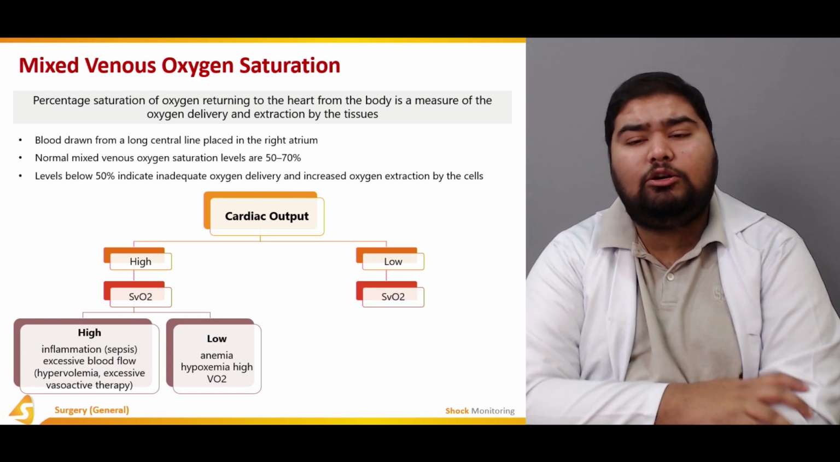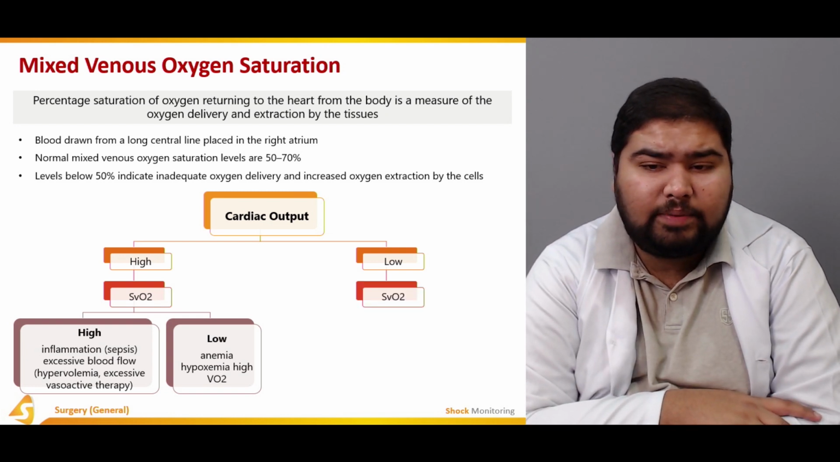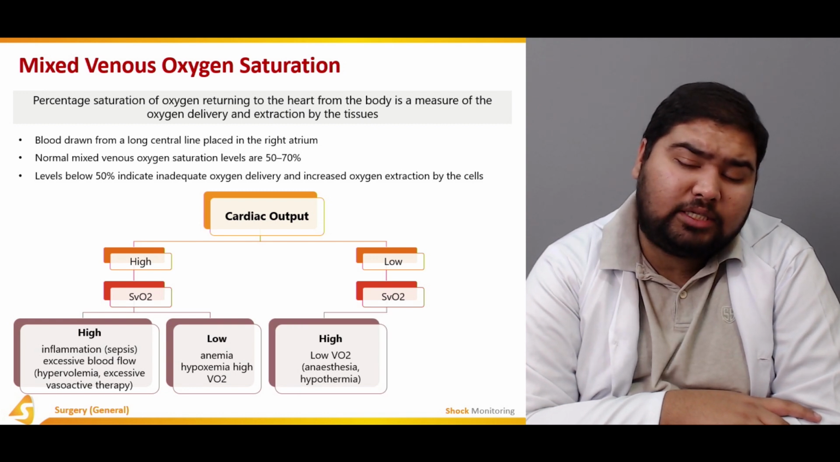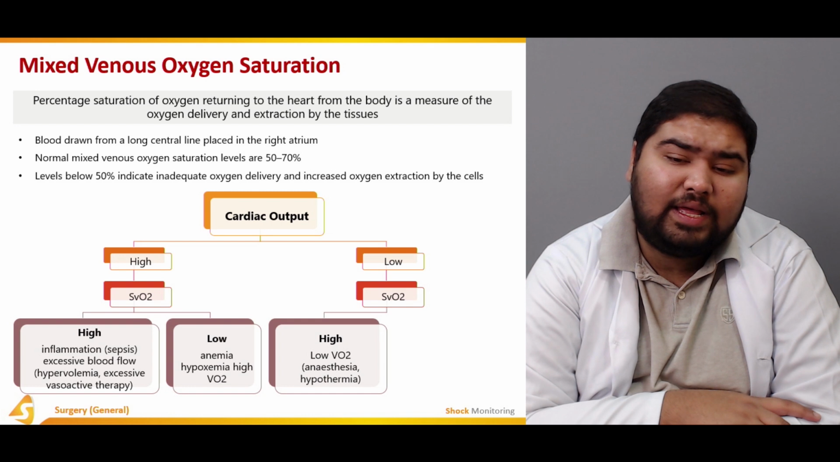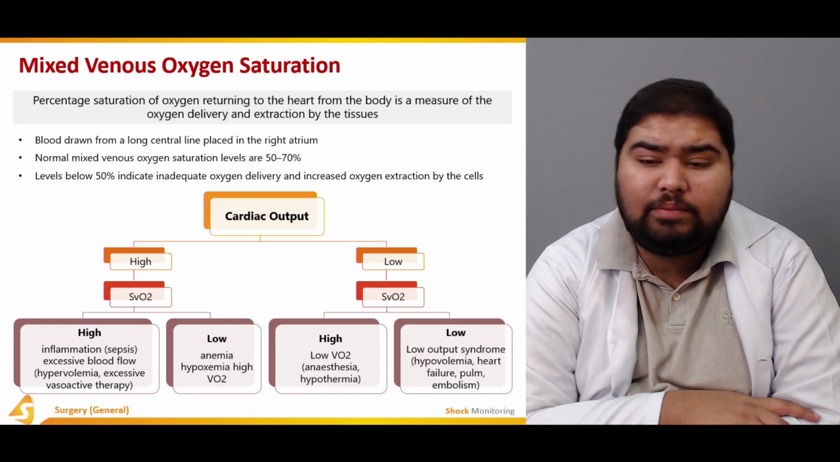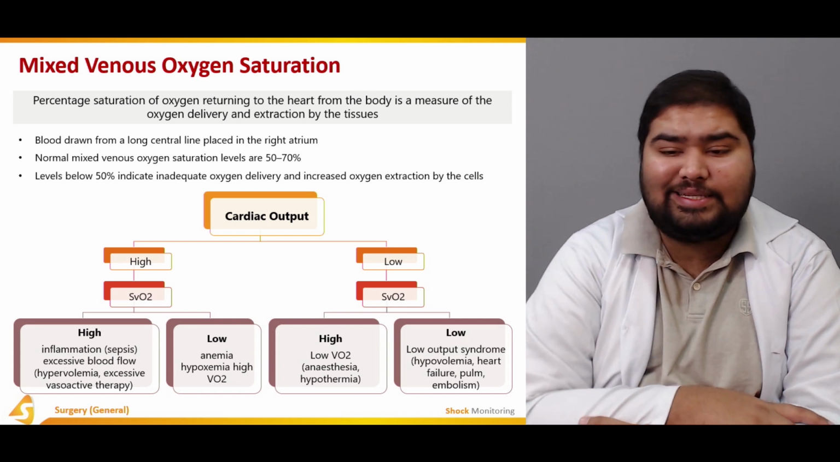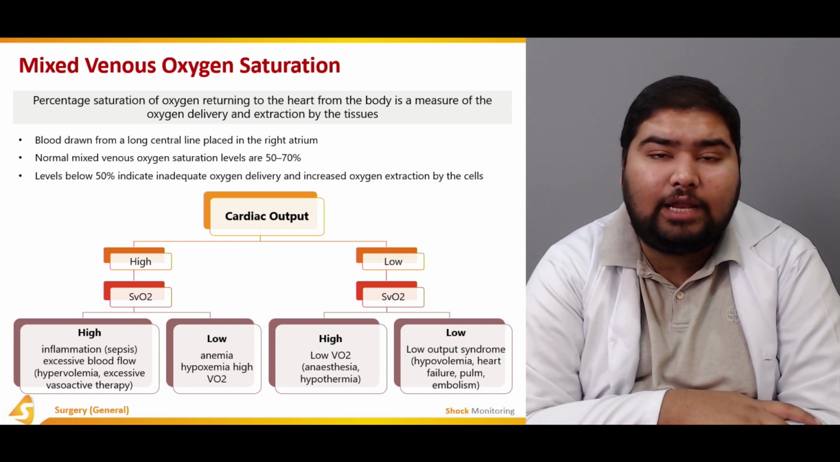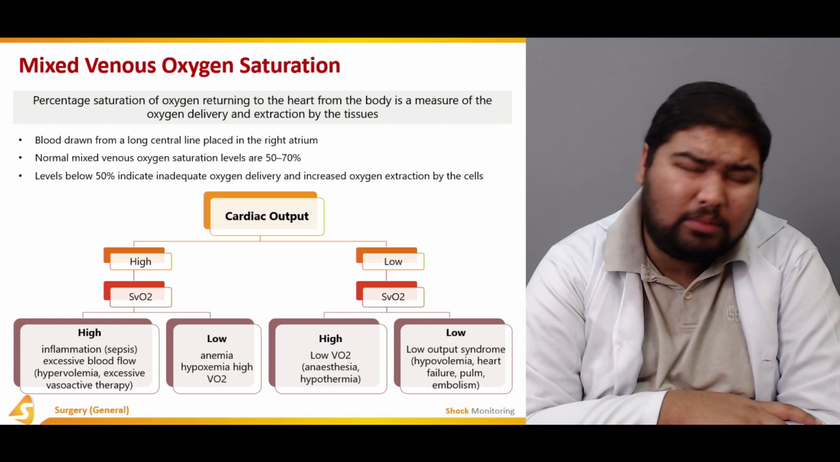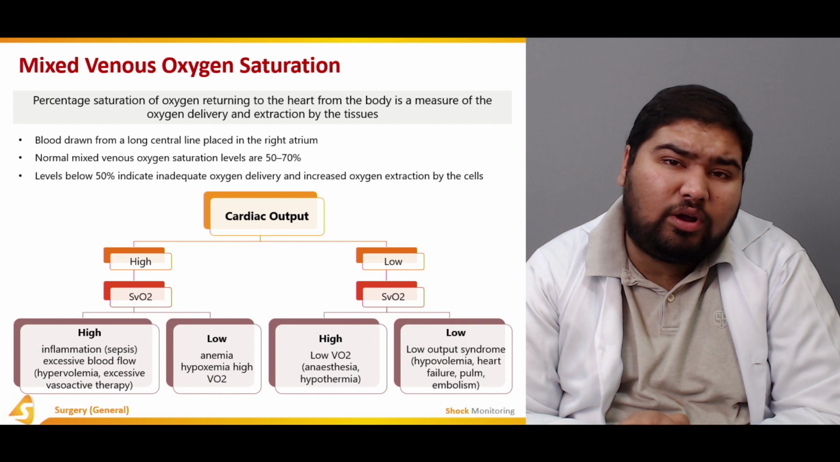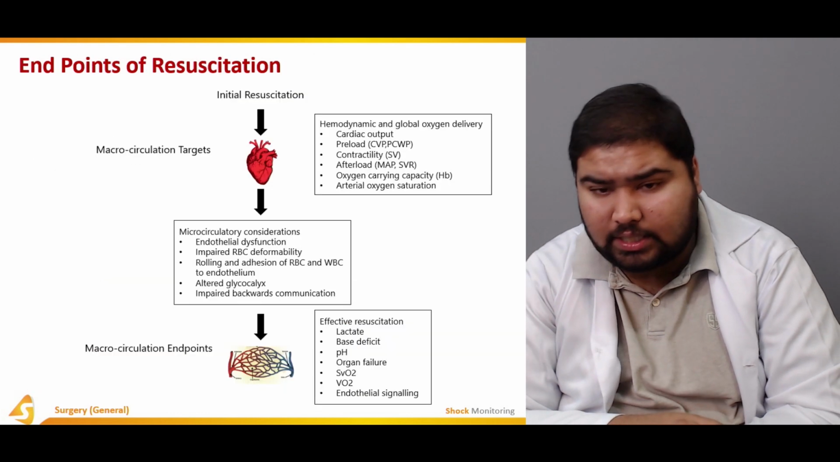Now, when the cardiac output is low, the partial pressure of oxygen can either be high or low. In high partial pressure of oxygen we can have anesthesia and hypothermia. In low, we can have low output syndrome, that is hypovolemia, heart failure, and pulmonary embolism. So this gives you some idea as to what is going on in the body and how to treat it.